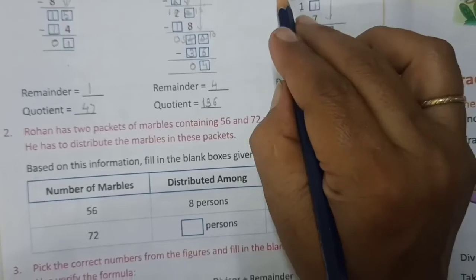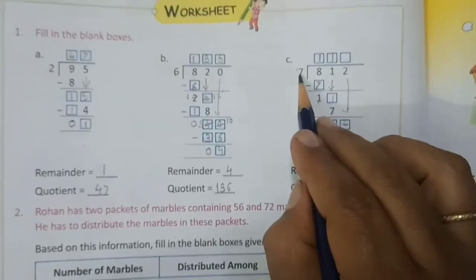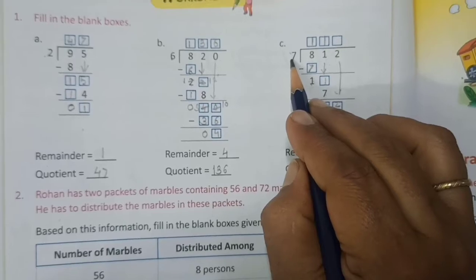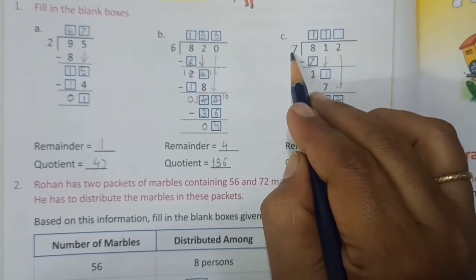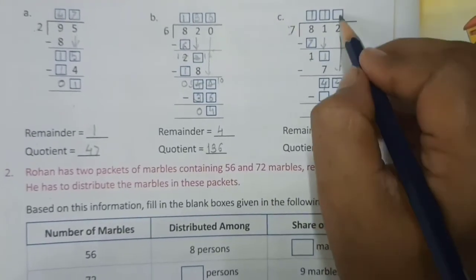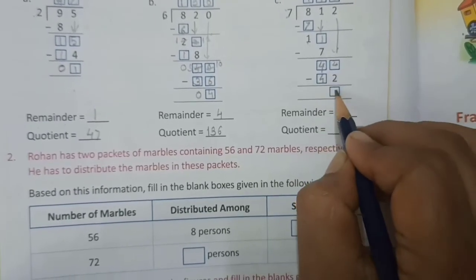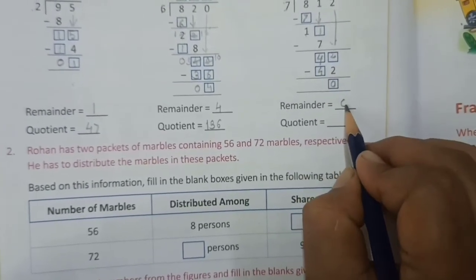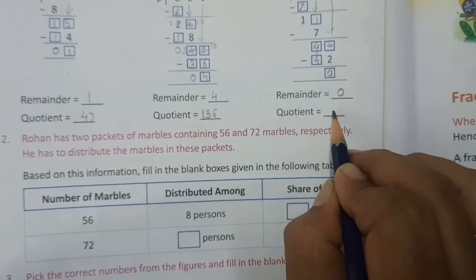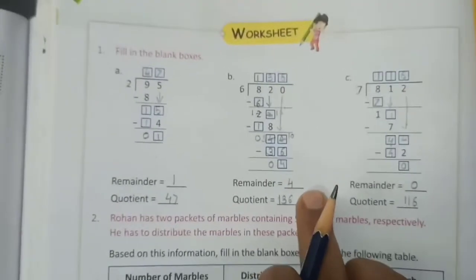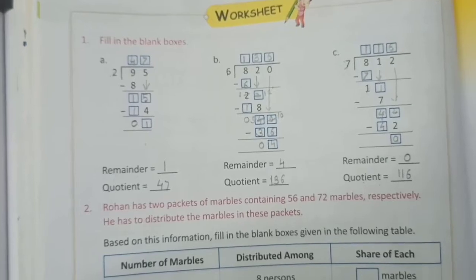Okay. 7 1s are 7, 7 2s are 14, 7 3s are 21, 7 4s are 28, 7 5s are 35, 7 6s are 42. Yes, 7 6s are 42. Here 42 and 42, 0. So the remainder here is 0. Quotient 116. Like this, children, you have to complete this question 1 of the worksheet.